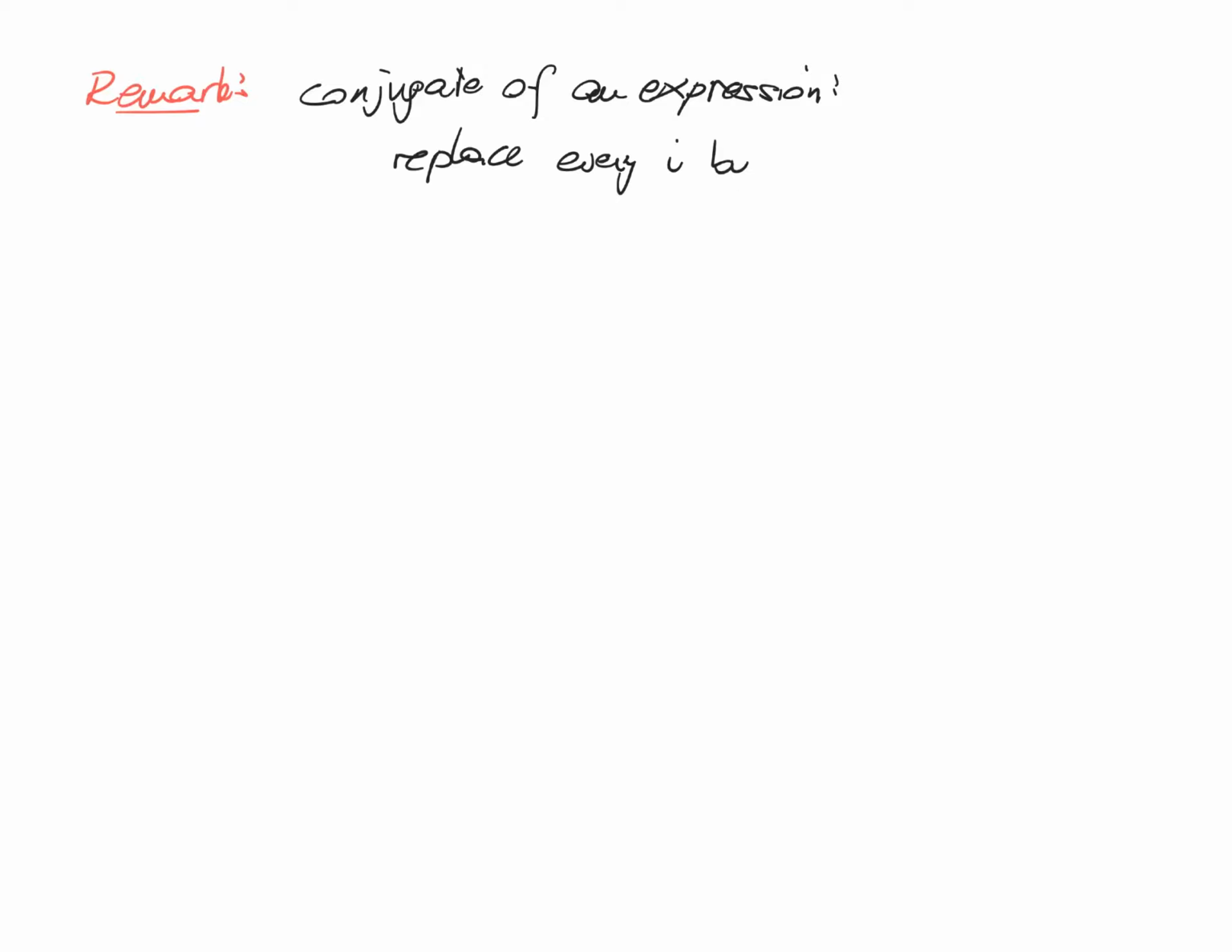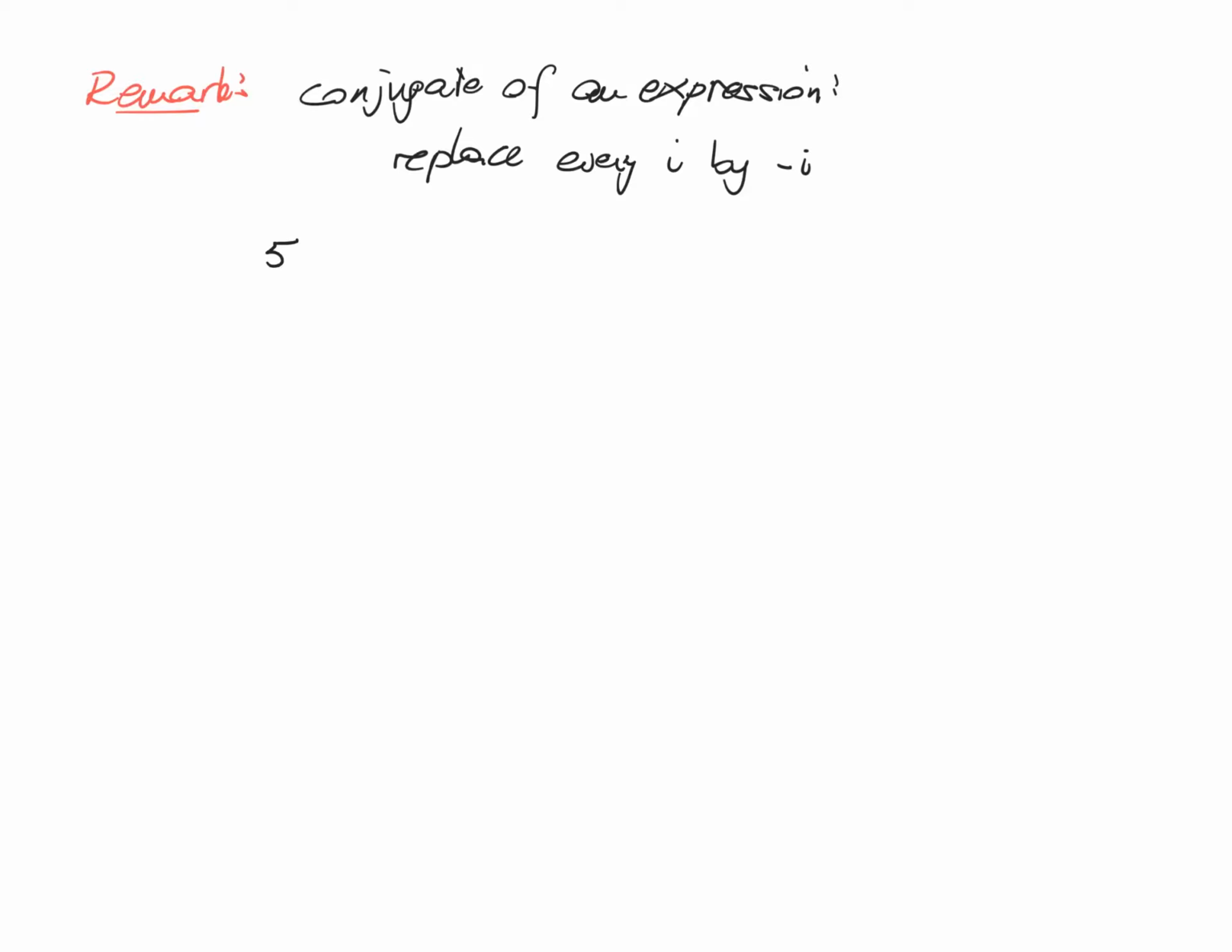As a remark, these properties allow us to easily calculate the conjugate of an expression. To find the conjugate of an expression, the only thing you have to do is to replace every i by minus i, and that's it. So there is no need to first calculate or work out the expression. You can just replace every i by minus i and you will get the conjugate of the full expression.